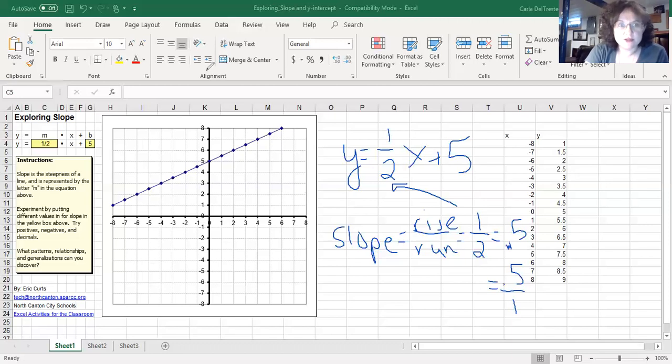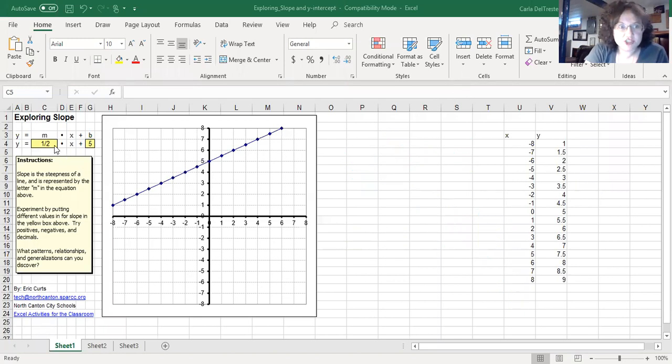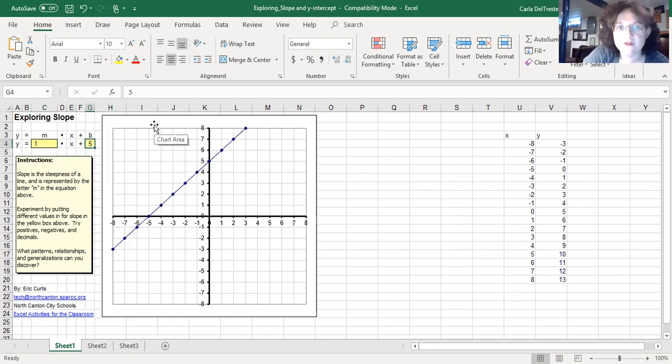Now, let's go back and change this back to 1. And now let's focus on b. So in the beginning, b was 5, and over here, when x is 0, y is 5. Because where else do we see 5? 5 happens to be the y-intercept. I wonder if that's a coincidence. Let's try changing this to something else. Let's see what happens when b is 3.